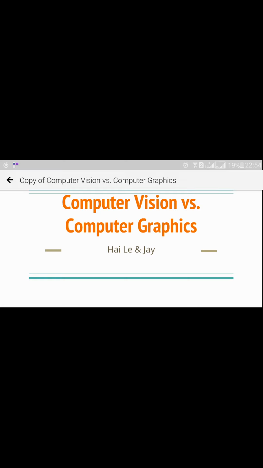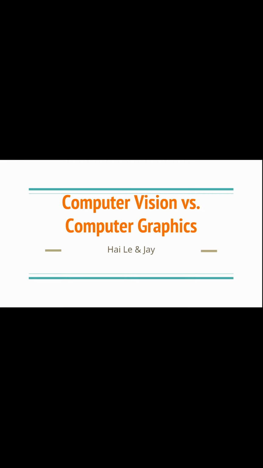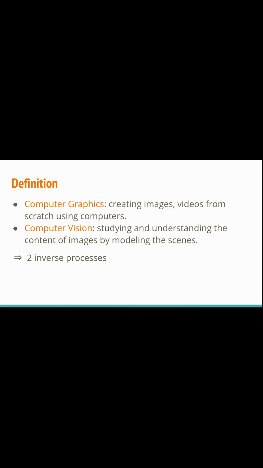So we'll talk about computer vision versus computer graphics, more about what they are and some applications of computer vision. Computer graphics is creating images and videos from scratch using computers. Computer vision is studying and understanding the content of images by modeling the scenes.